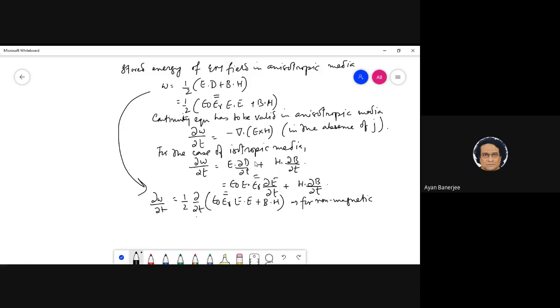Okay, what Anish is saying is that D is epsilon naught into epsilon r E, right? And that epsilon r is a tensor. So D is epsilon r E. You can put brackets around epsilon r and E, so like epsilon r E dot E.